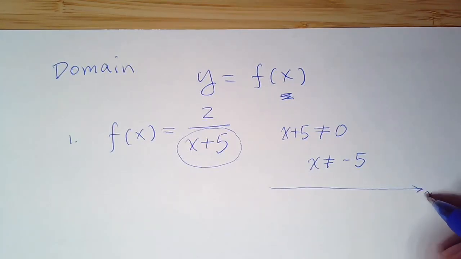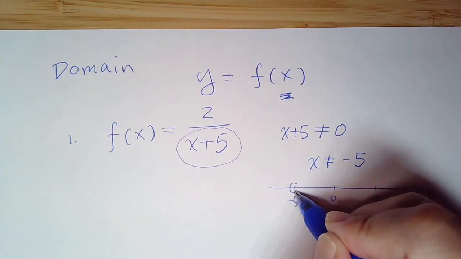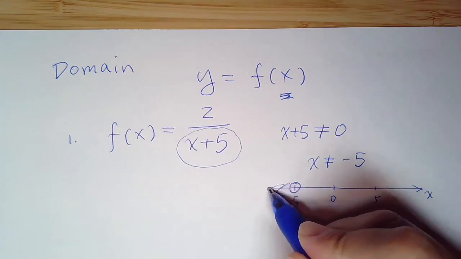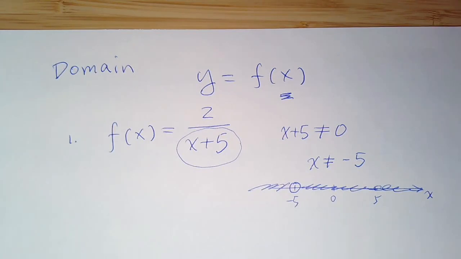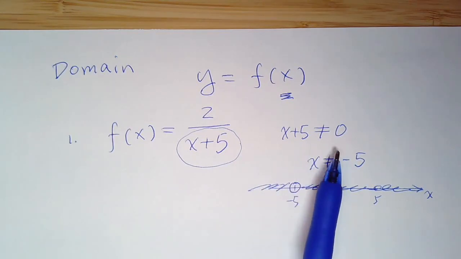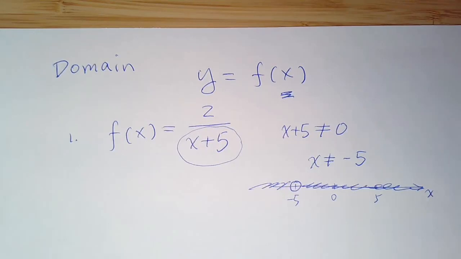So this is the number line, and here's a 0, and here's a negative 5, and here's 5. So this point has to be kicked out, and your domain is everything else. So it's all real numbers except negative 5. Later I'm going to show you how to write this in interval notation. So when you talk about the domain here, you have to be very careful about the denominator. If you have x down there, then that cannot be 0. You solve for this inequality, and then you get the solution, and you know where the domain will be. Okay, so this is one homework problem.